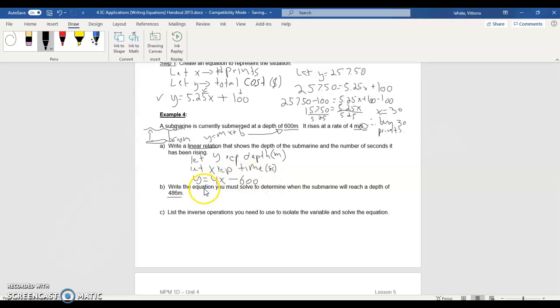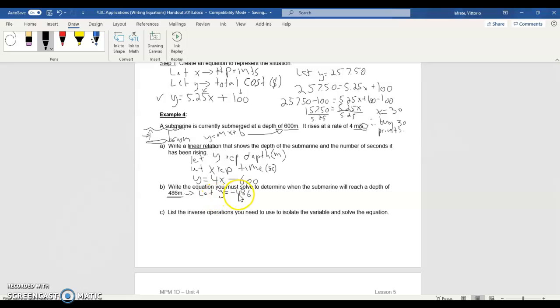So now in part B, our question is, write an equation you must solve to determine when the submarine will reach the depth of 486 meters. This 486 meters represents our depth. So let y equal, now we have to be careful here because we're still below the surface of the water. We're just less deep. But because we're below the surface of the water, we're still going to be negative 486. So basically we want to know at what point will we get to, let's say, over here, negative 486.